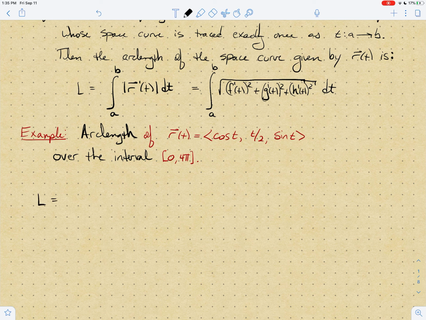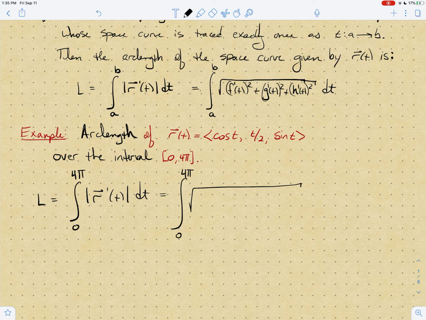So I want to find the arc length of this curve from 0 to 4 pi, and so I know right away that the arc length L is the integral from 0 to 4 pi of the length of r prime of t dt. This is the integral from 0 to 4 pi of the square root of, all right, so derivative of cosine is minus sine, square it, and you get sine squared t. Derivative of t halves is 1/2, square it, you get a fourth, and then the derivative of sine is cosine, square it, you get cosine squared t, dt, and that's it.